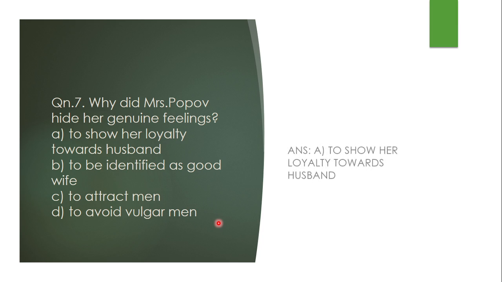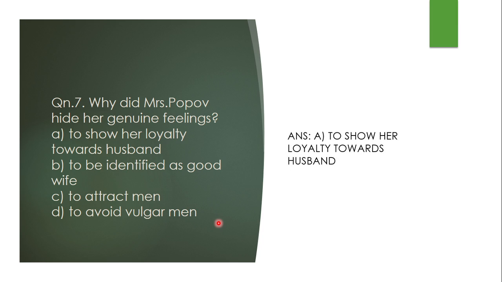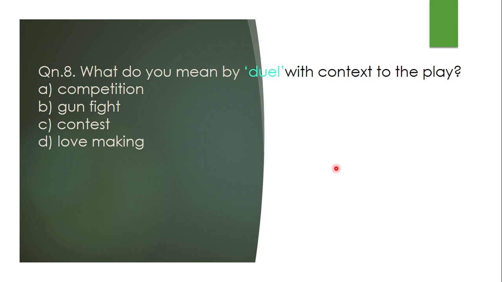So what is the answer? Why did Mrs. Popov hide her genuine feelings? Answer is to show her loyalty towards her husband. So we don't know why she decided to do that, but when Smirnov comes here, everything changes.